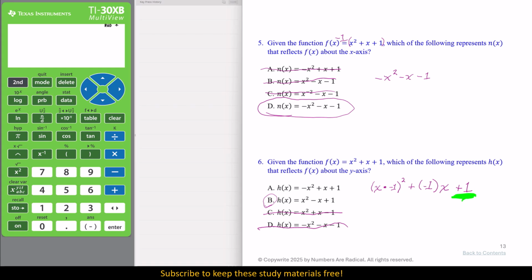So what happens when you have this? Let's see, negative x squared. Well, I'm going to go ahead and write this out here. That becomes negative, this becomes positive. This negative x times negative x, you square that negative x, you just get x squared, okay? So that verifies B and definitely eliminates A. All right, now let's look at number 7.